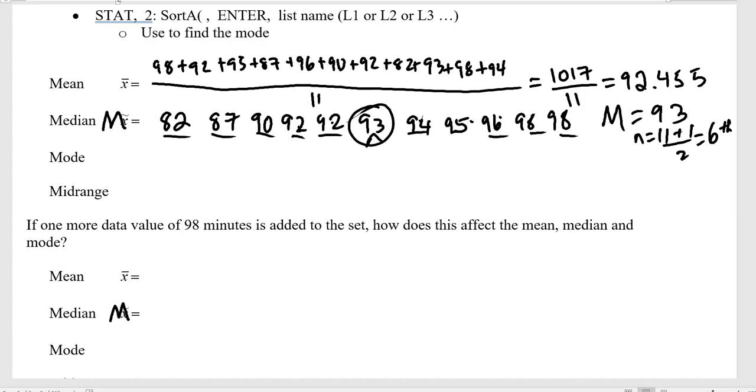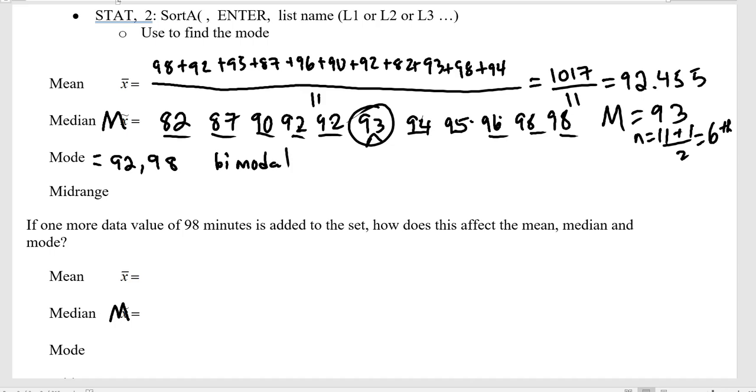The mode, what is the most common number? Well, we saw 92 twice and we saw 98 twice. So what that means is that there are two modes, 92 and 98. If it has two modes, we just call that bimodal. It has more than one mode.